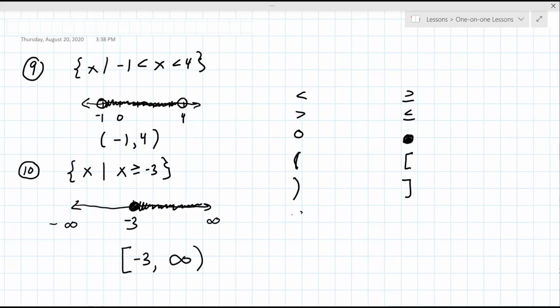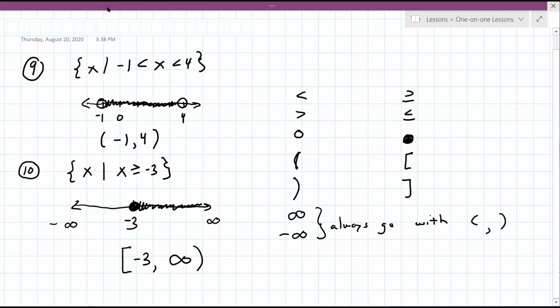So infinities always go with the parentheses. Makes sense. I'll try number 11.